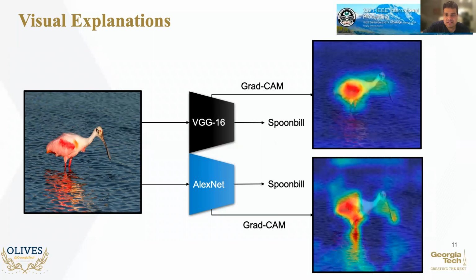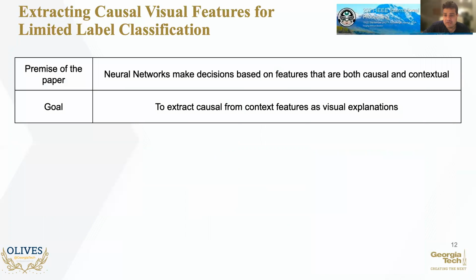Note that the existence of context features is not unimportant. Presence of shallow water makes the network confident that the object is not a chair, for instance. It can sometimes provide an easy way for networks to contrast between classes. Hence, both the causal and context features are used to make decisions. This is the premise of the paper, that there exist both causal and context features in networks. Our goal, simply put, is to take existing explanation techniques and divide the features provided into causal and context features.